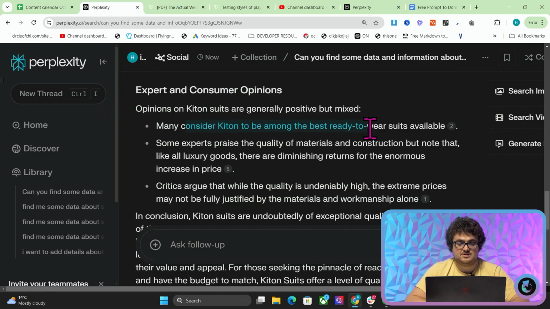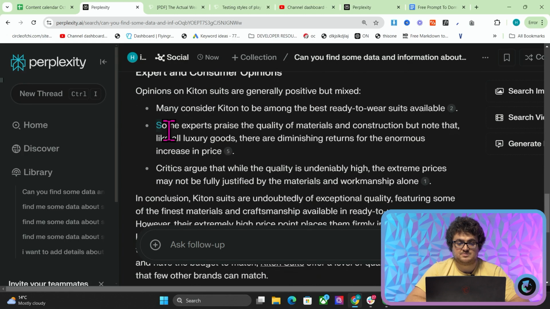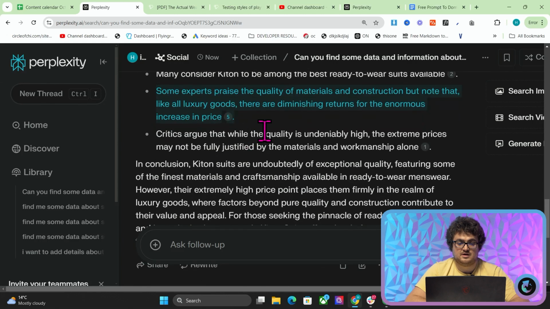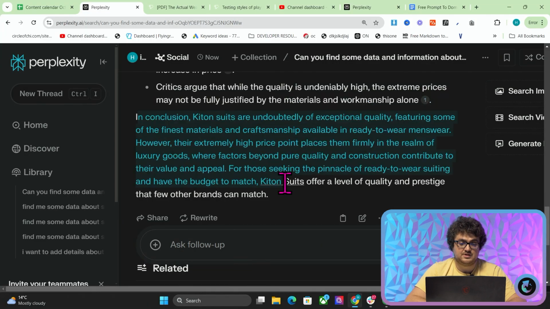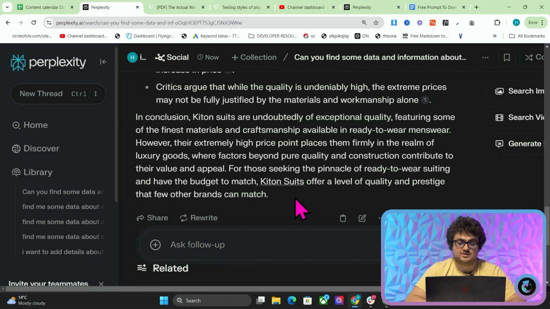So many consider Kiton to be amongst the best ready-to-wear suits available. Some experts praise the quality of materials, but note that, like all luxury goods, there are diminishing returns for the enormous increase in price. Critics argue that while the quality is undeniably high, the extreme prices may not be fully justified by the materials and workmanship alone. If you buy a new one from a Kiton store, then maybe I could get behind that. In conclusion, Kiton's suits are undoubtedly of exceptional quality, featuring some of the finest.